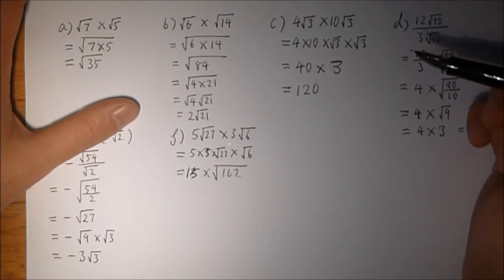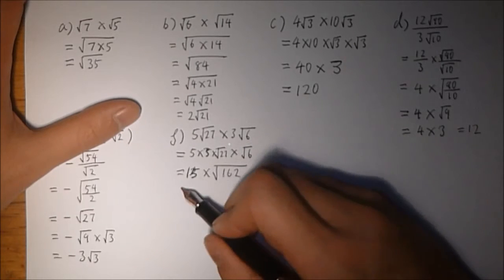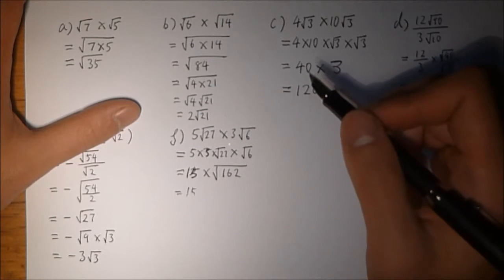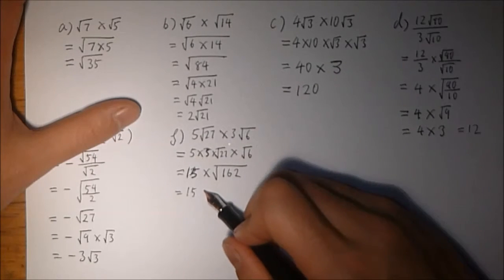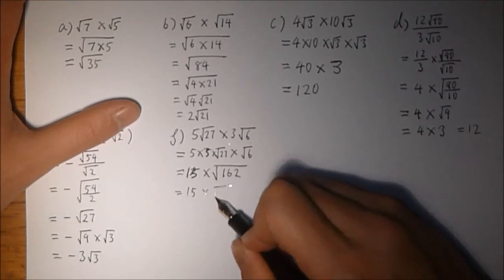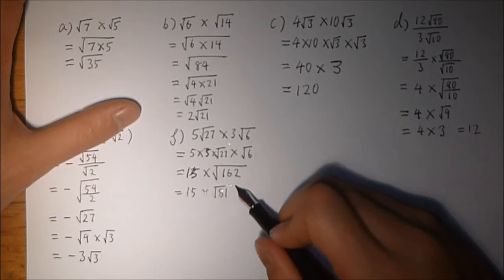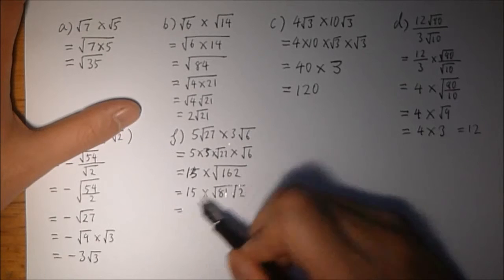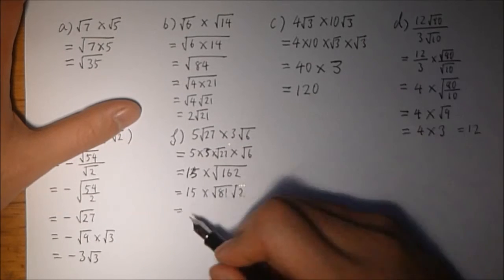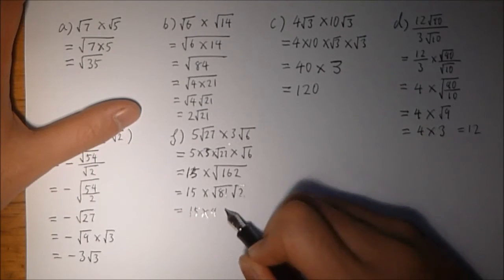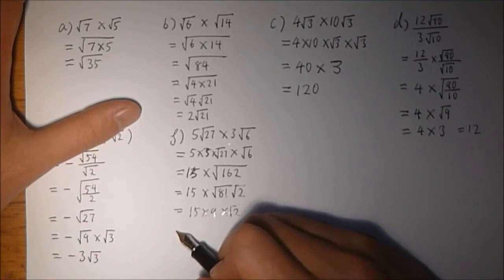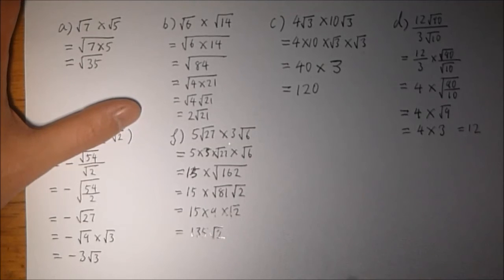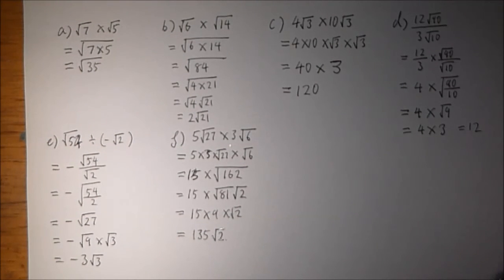There's in fact a square number in 162, which is 81, because 81 times 2 is 162. So we end up with square root of 81 and 2. Obviously, square root of 81 is 9, so we have 15 times 9 times square root of 2, and we end up with 135 square root of 2.